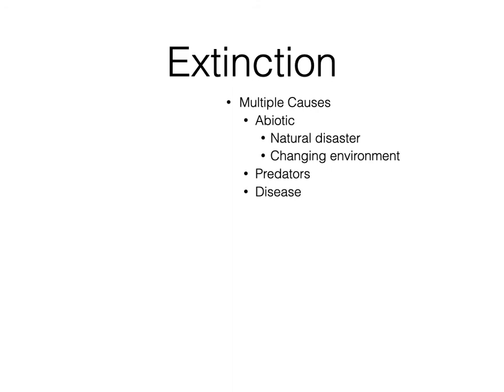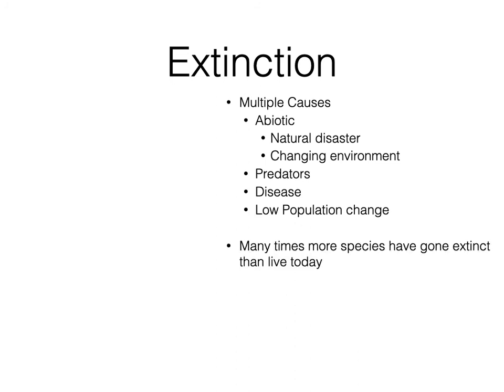Predators can be a source of extinction, predators exhausting a particular food source. Disease can be another source of extinction. Low population change. All of these things can be sources of extinctions. So as I mentioned before, many times more species have gone extinct than are alive today, than are extant today, and so that's the fate of all species.